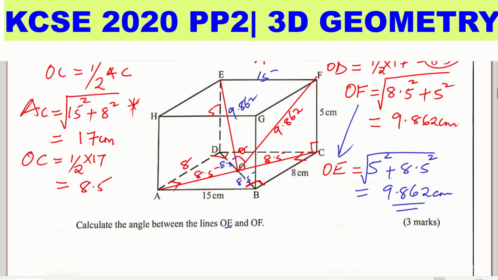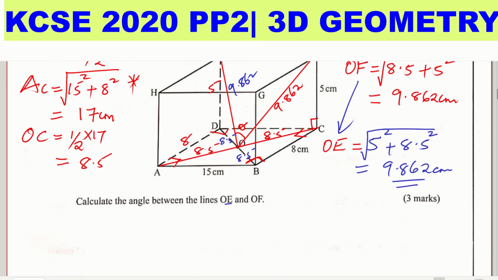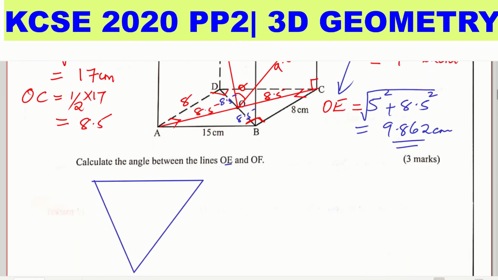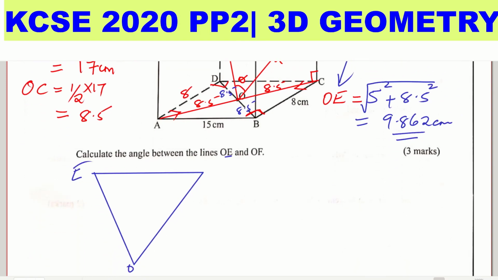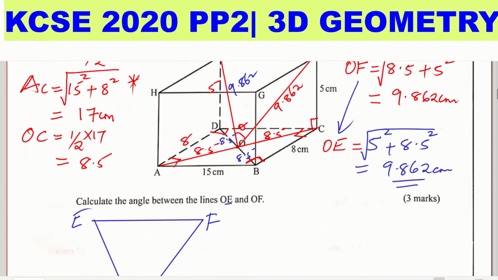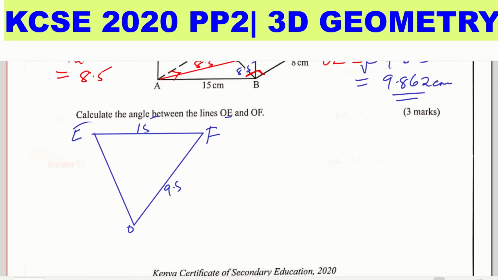Now with all those measurements, let me extract triangle EOF. So here it is, we have OEF. We have this one as 15, and then this one is 9.862, and this one is 9.862. You're required to get this angle here.